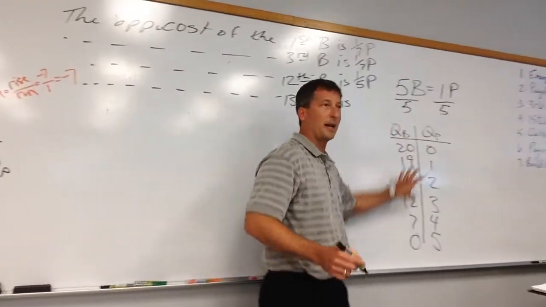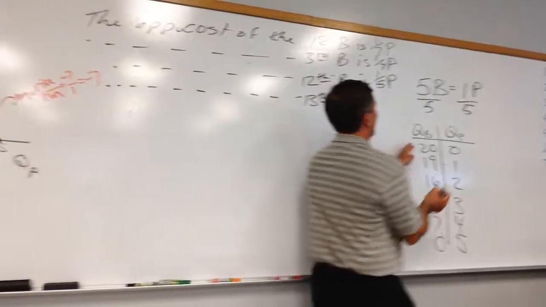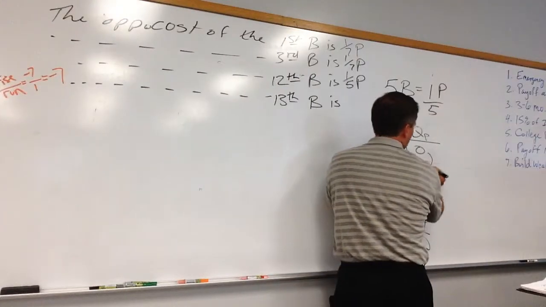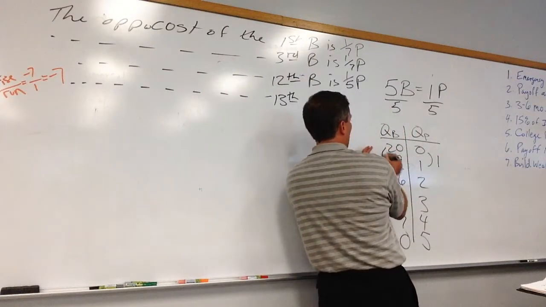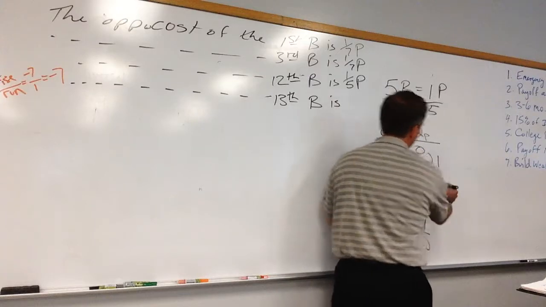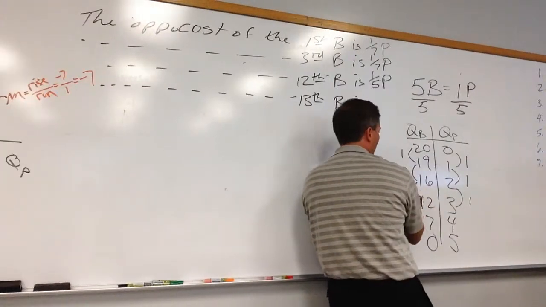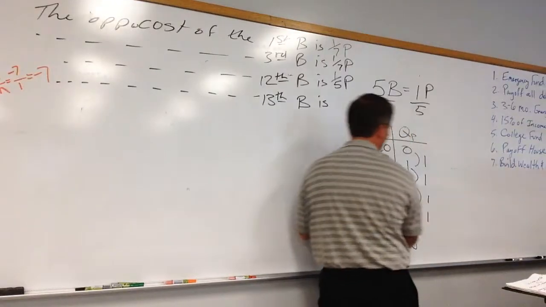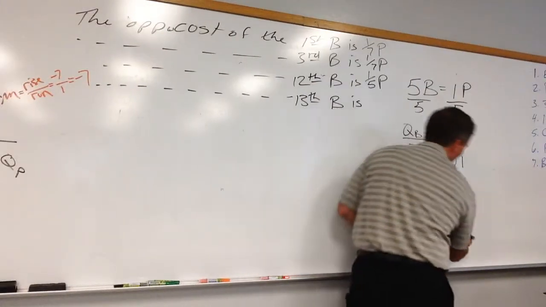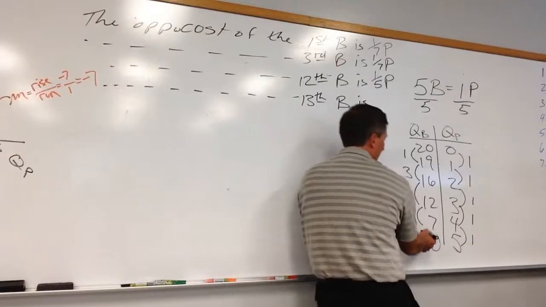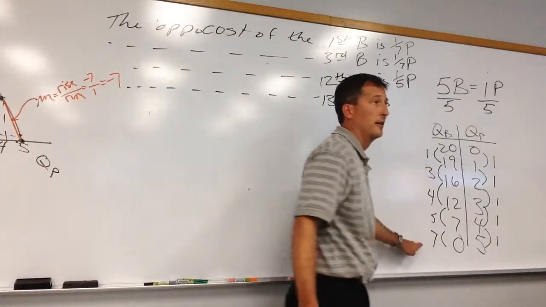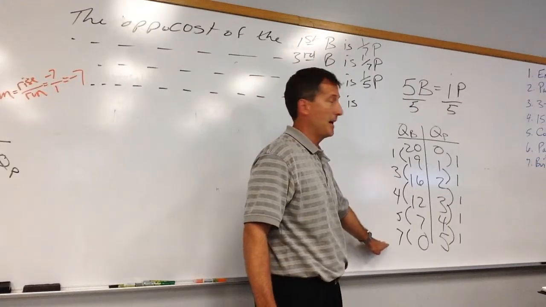And all we're thinking about is the trade-offs each time. I want a pizza, I have to give up a beer. I want another pizza, I have to give up 3 beers. I want another pizza, I have to give up 4 beers. I want another pizza, I have to give up 5 beers. I want another pizza, I have to finally give up 7 beers. Okay?